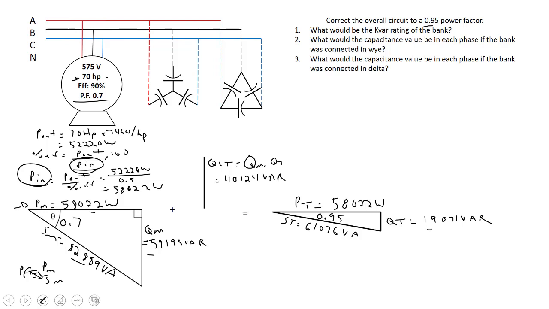So about a 40 kVAR bank, a three-phase bank. Okay, let's go ahead and now we're going to solve for the capacitance in each phase. In order to do that, we need to figure out our VARs per phase. So our QC per phase will be equal to our QC total divided by 3.